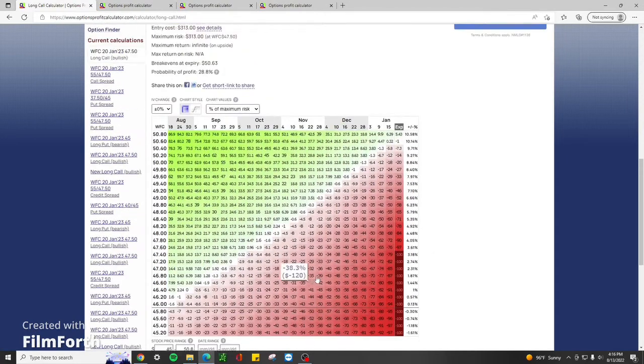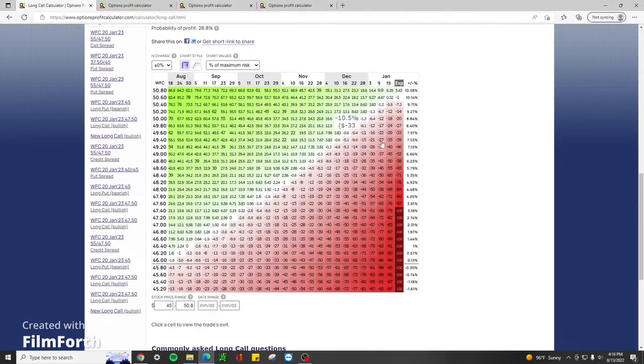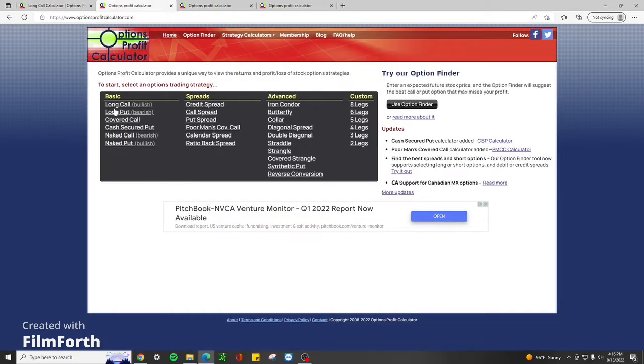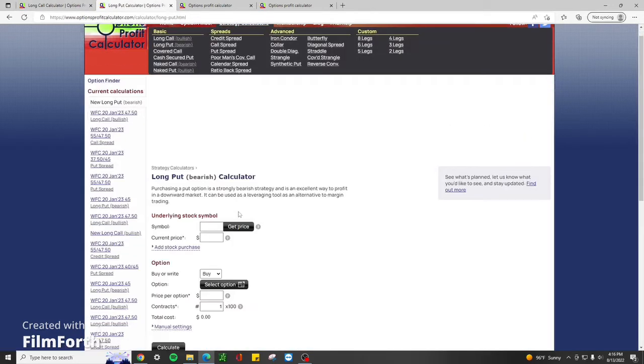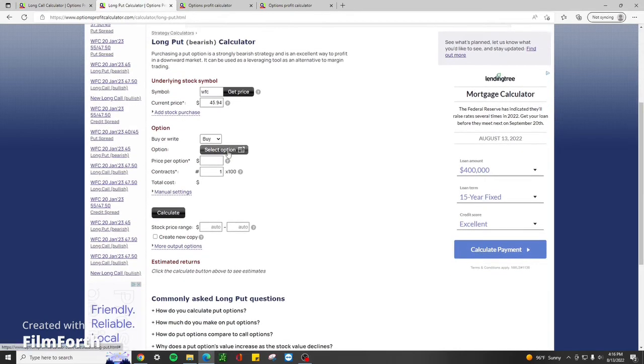Okay, so this is the long call strategy. Now, I have so many tabs up top here because I wanted to show you the difference between call strategies, puts, and whatnot. So we'll look at the put strategy, long put, which is more on the bearish side. We'll still maintain Wells Fargo. We'll click get price, buy.